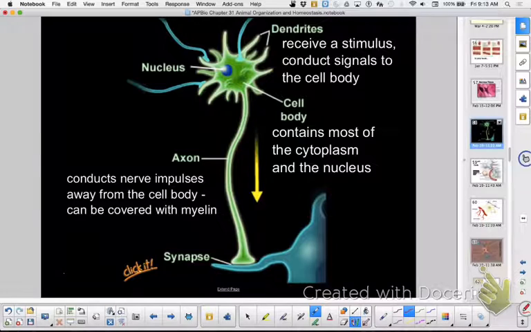Your cell body here has the nucleus. This is another neuron synapsing in. Here is a synapse. Right here is where two neurons meet. And like I said, we're going to spend a lot of time discussing this in the future.